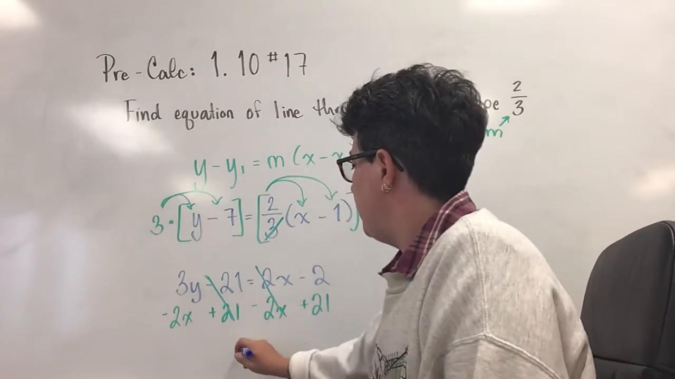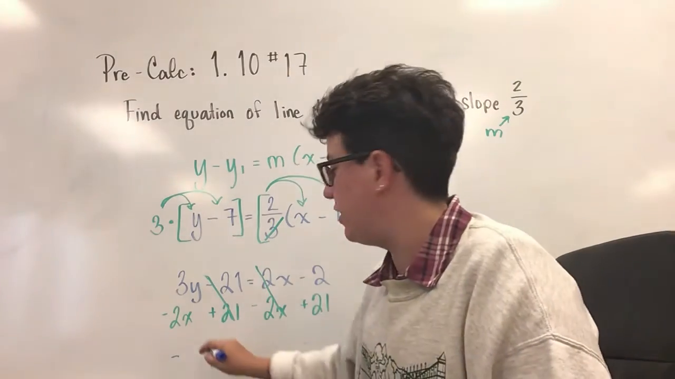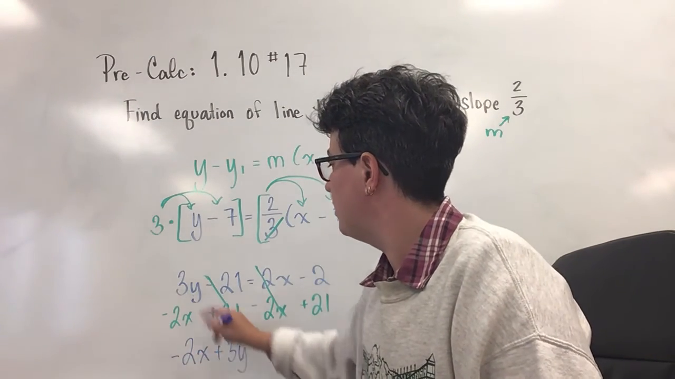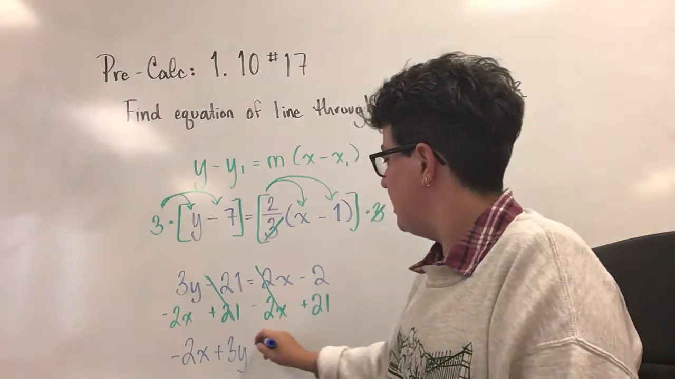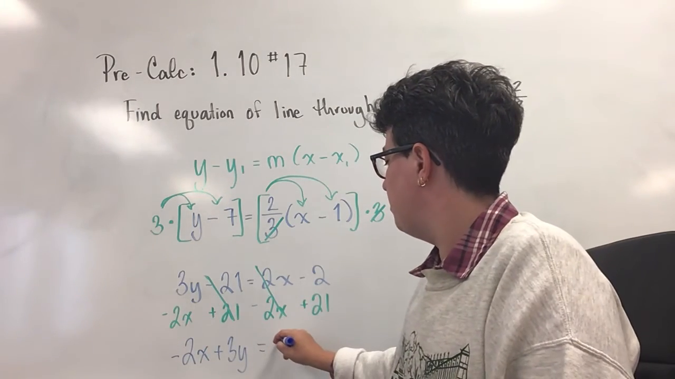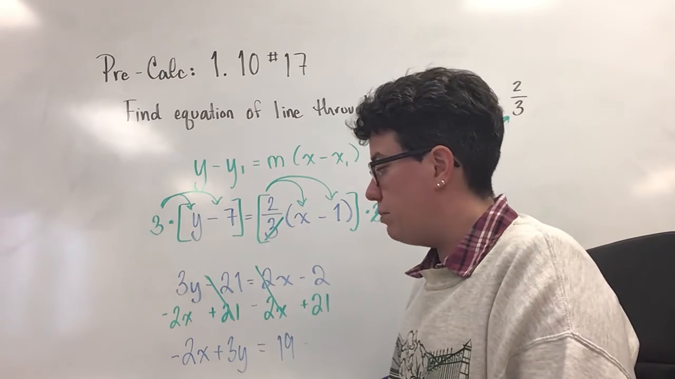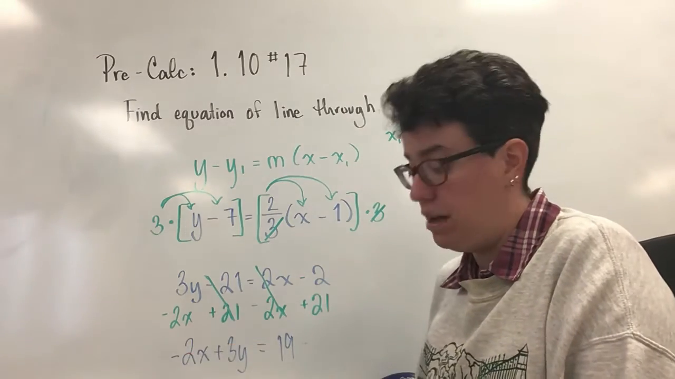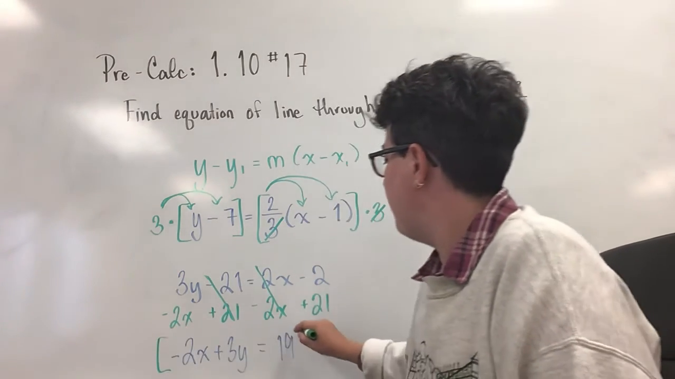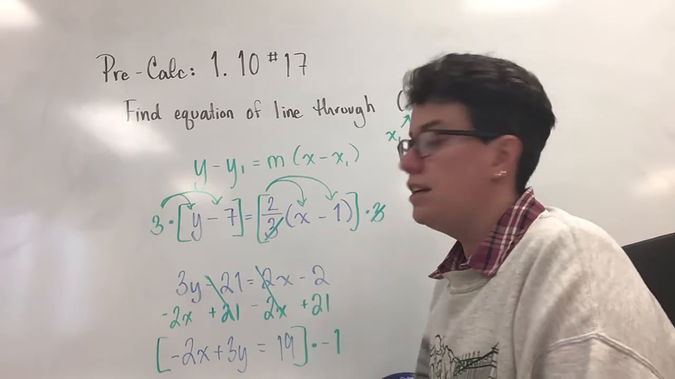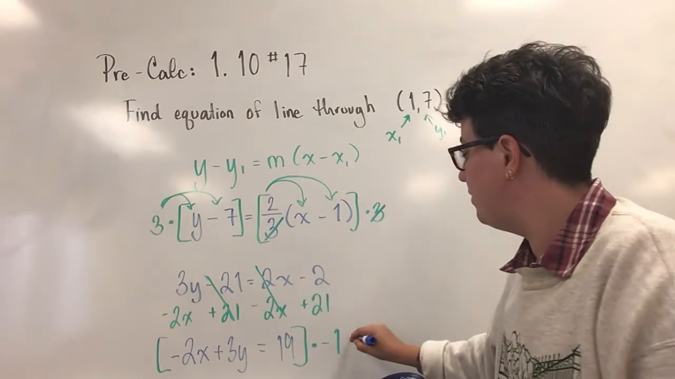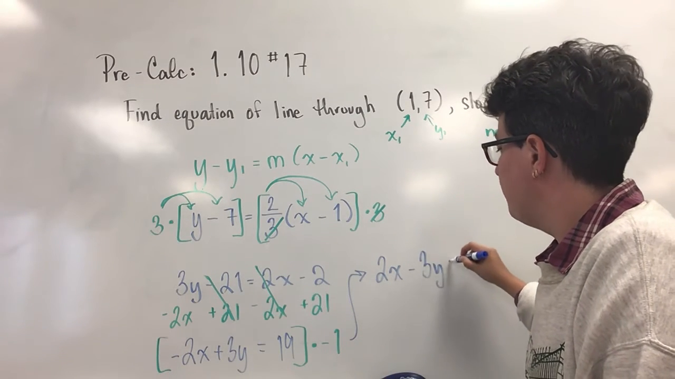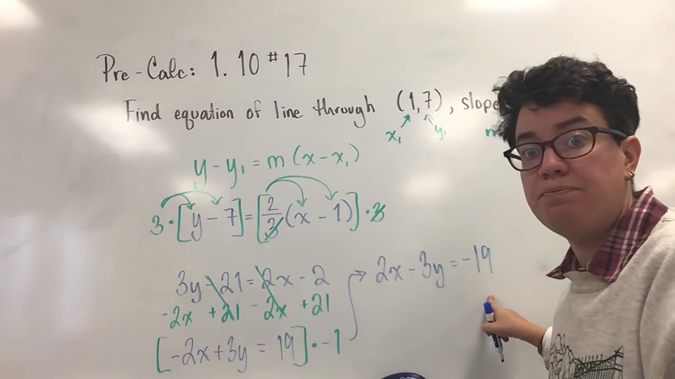So then I end up with, we write our x term first. So negative 2x plus 3y, right? That's these two terms, is equal to negative 2 plus 21, which is 19. Now what you might have remembered about standard form is that the first coefficient can't be negative. So I'm just going to multiply everything by negative 1, because that's going to change my first one into a positive. So then I get positive 2x minus 3y is equal to negative 19.